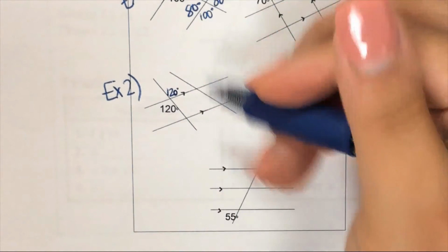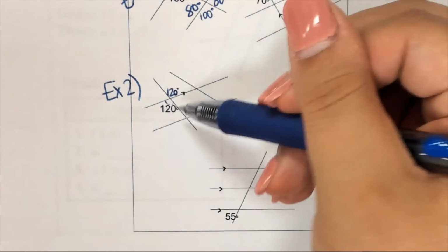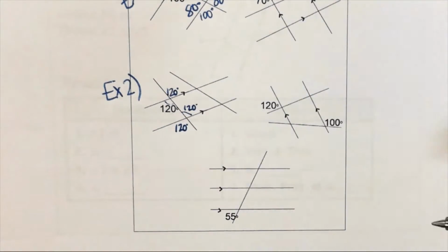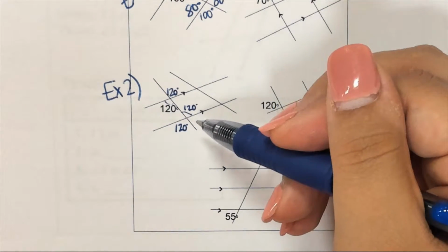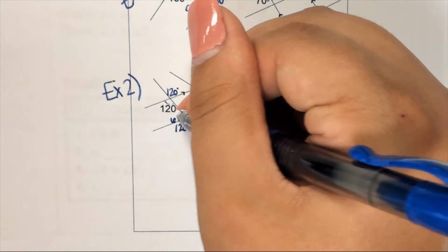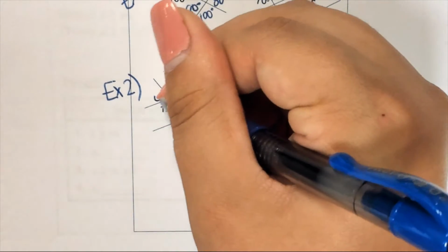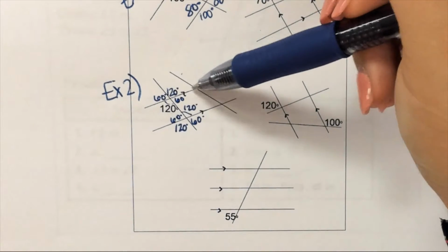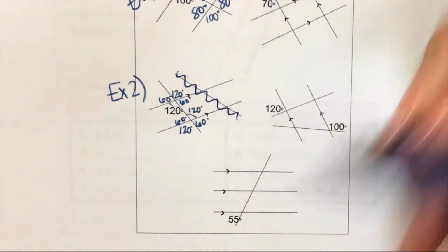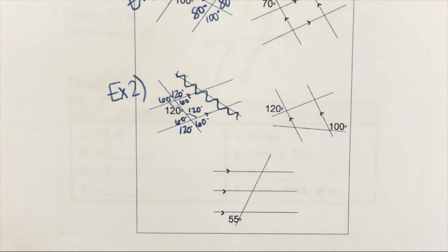So if that's 120, my vertical angle is 120. My alternate interior angle is 120, and so my vertical angle is 120. What would the other angle be? It's going to be 60 because it's a linear pair. And again, I don't know if this is parallel, so I cannot conclude anything about it. Don't assume.